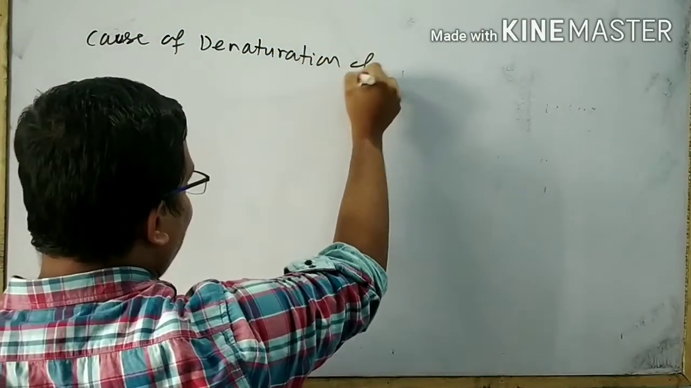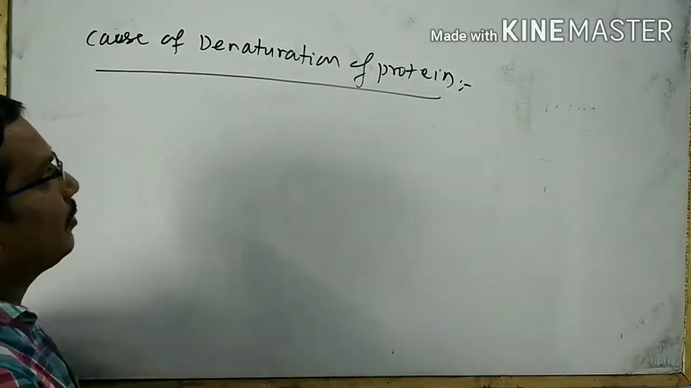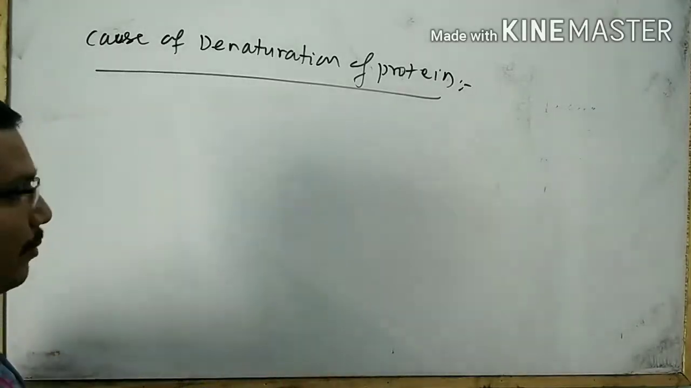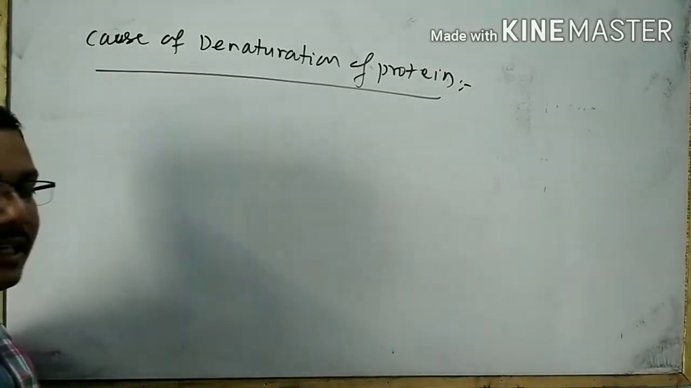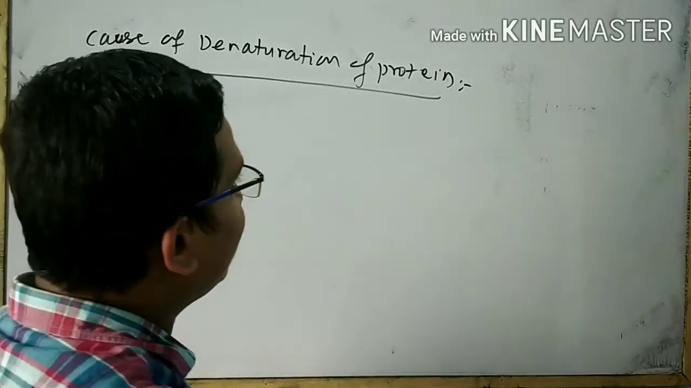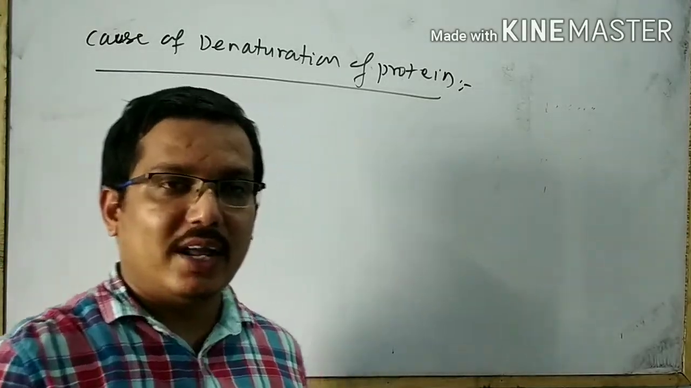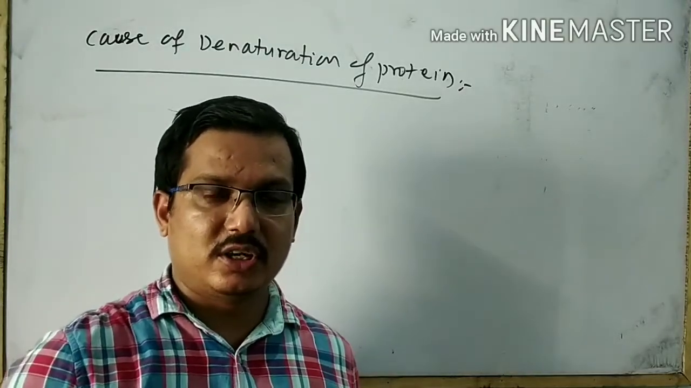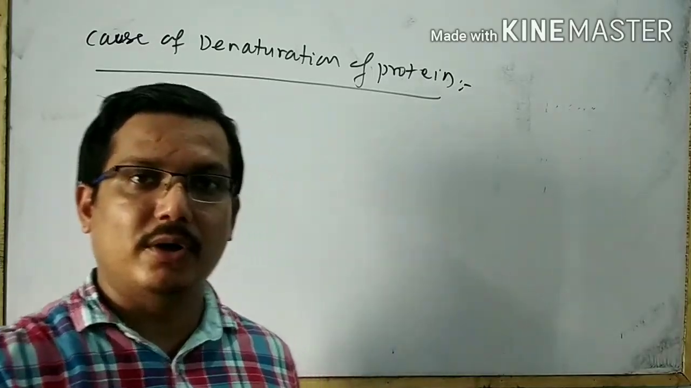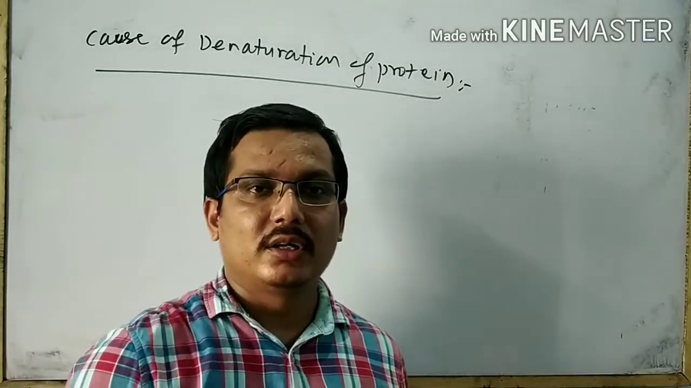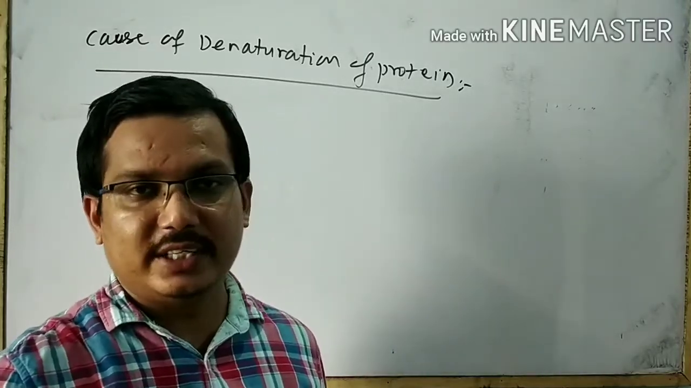Now I will explain the cause of denaturation of protein. What is the cause of denaturation of protein? When a protein is subjected to heating or treating with alcohol or acid, or when the protein is attacked by bacteria, then denaturation takes place. When a protein is heated, there is a disruption of the secondary and tertiary structure due to the breakdown of the hydrogen bond. As a result, the protein molecules are uncoiled. That is said to be denaturation of protein.